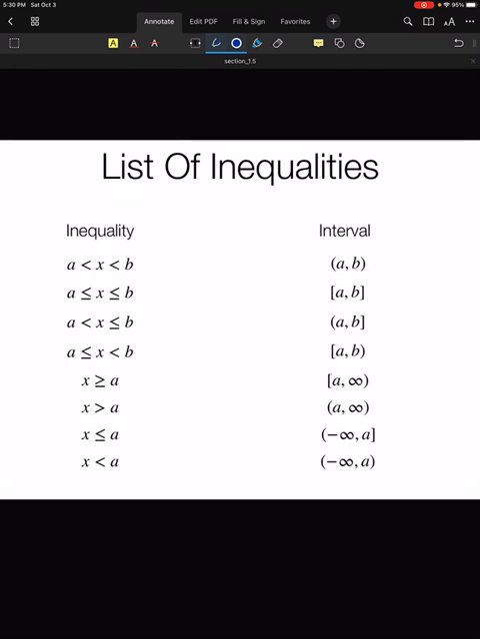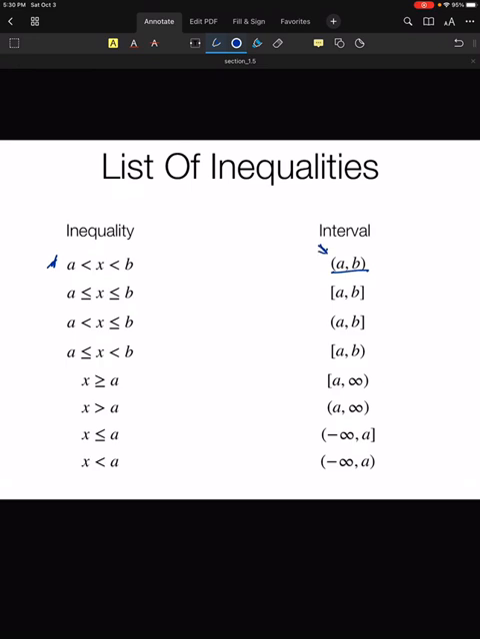If you look at the first inequality over here, a is less than x, which is less than b, you'll see that those are strict inequalities. And in the interval representation over here, strict inequalities are represented, at least at the endpoints, with parentheses. I've talked about this a lot.